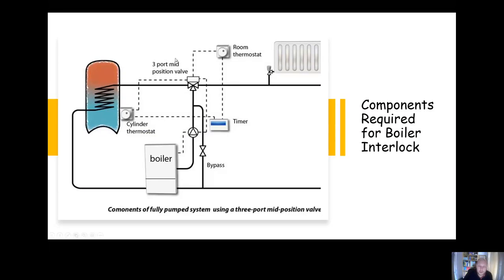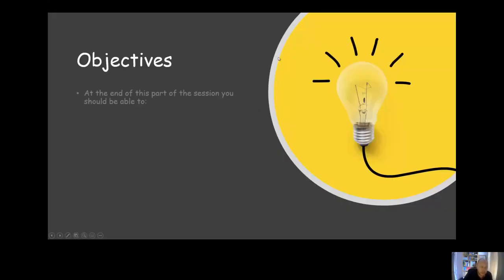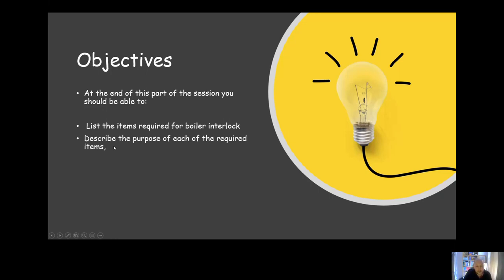Heating systems, session one, components required for boiler interlock. So the key objectives for this part of the session: I want you all to be able to list the items required for boiler interlock and describe the purpose of each. What do they do? Why are they required? And also explain how certain controls can prevent frost damage to the pipework or components like the boiler.